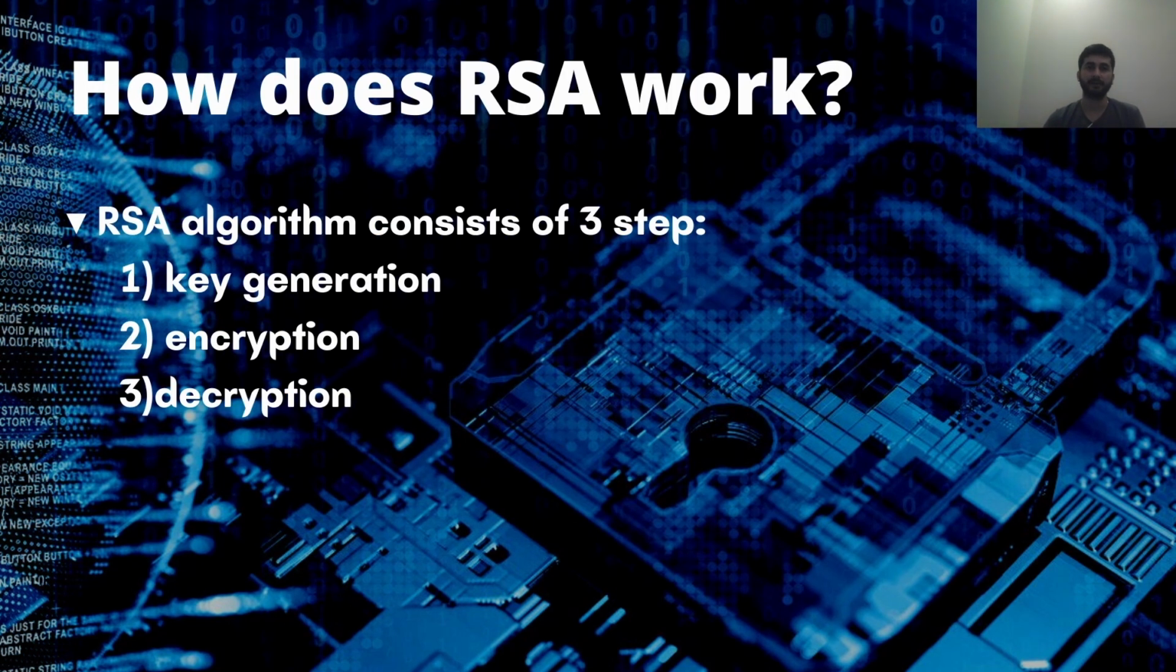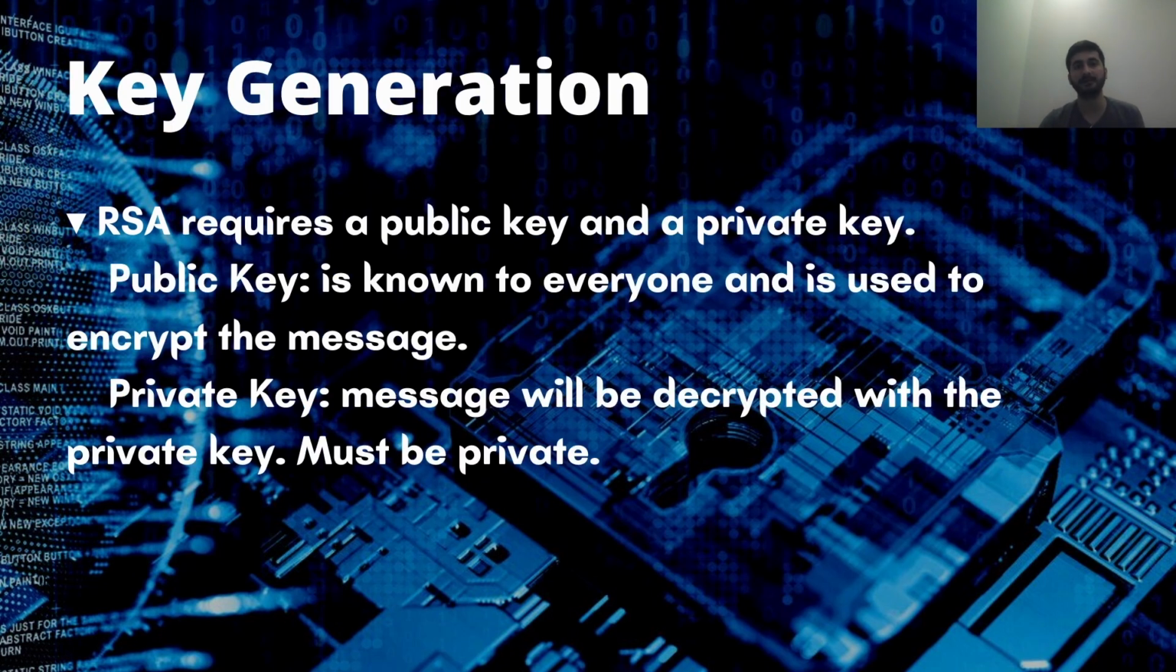The RSA algorithm consists of three steps. These are 1. Key generation, 2. Encryption, and 3. Decryption. Now let's talk about key generation. RSA requires a public key and private key. The public key is known to everyone and is used to encrypt the message. A message encrypted with a public key can only be decrypted with a private key. And it doesn't matter if the public keys are known to everyone, but private keys, as the name suggests, must remain private.